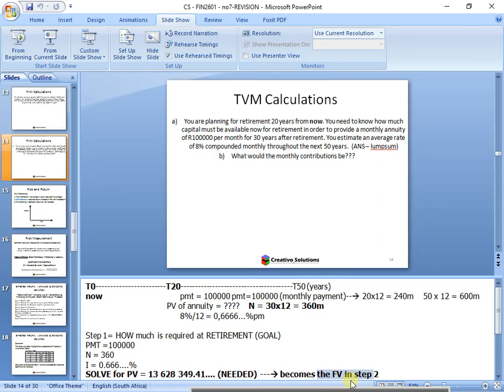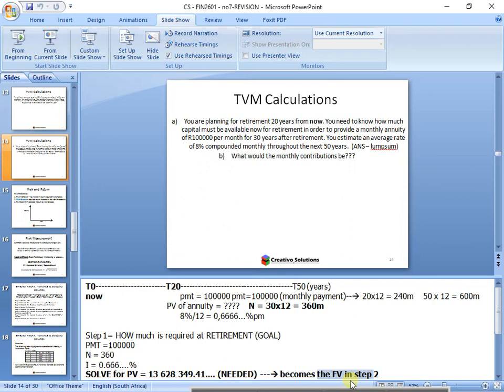Okay, did you put in 100,000? Did you put in N as 360? Did you put in I as 8 divided by 12? And what did you solve for, FV or PV? Okay, what did you get? You should be getting 13,628. No, you're not.